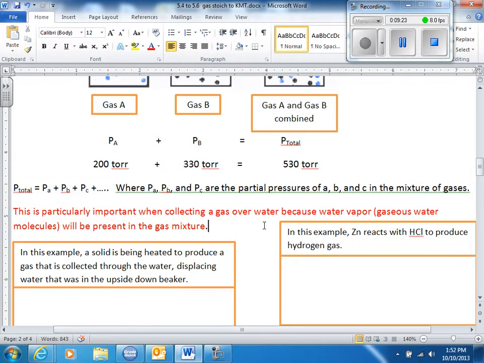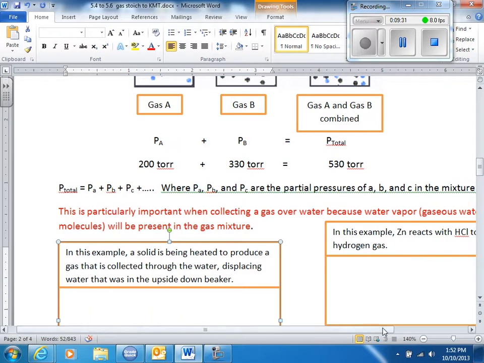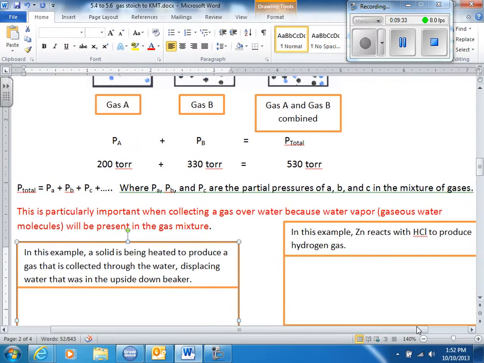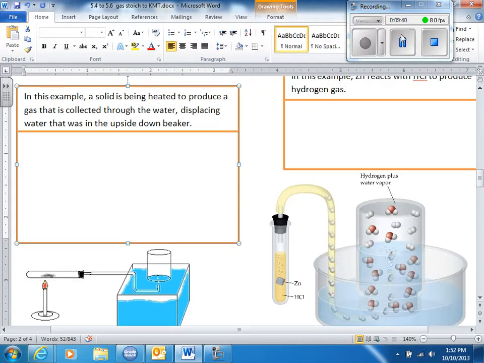Now, why do we really care? Honestly, this comes in when we're collecting gases over water. That's about the only time when we really care about this particular gas law. Okay, and what does this mean, collecting gases over water?